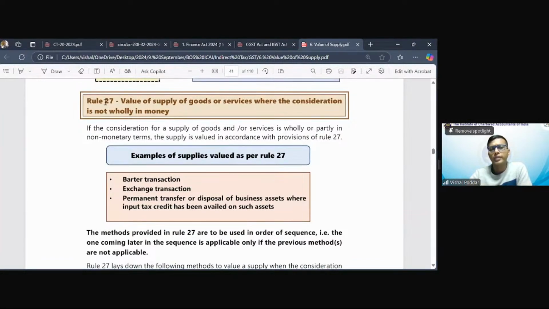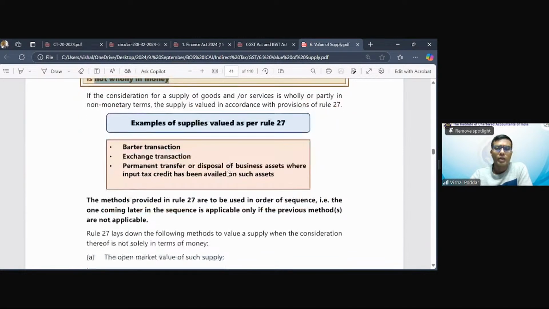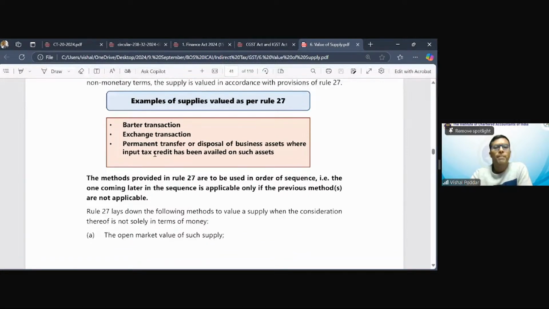So first is rule 27, where it is applicable when your consideration is not in money form. Now, what does it cover? It covers where the consideration is a barter. You give something, the opposite person gives something. The consideration is an exchange where you give your old phone or television or some equipment, and you buy a new one by paying the difference. Or where there is permanent transfer or disposal of business asset. This, if you remember, is a Schedule 1 entry where no consideration is charged.